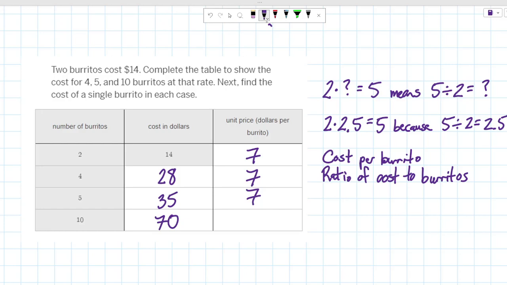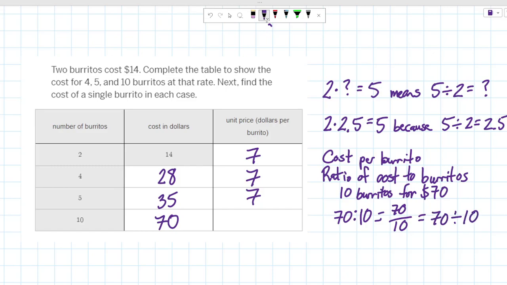Well, we get 10 burritos for $70. Let's see if your prediction is right. So the ratio of the cost to burritos would be 70 to 10, which is like 70 over 10. We can think of that as 70 divided by 10. What is 70 divided by 10? Maybe your prediction was right and you thought it would be $7 per burrito in this case.